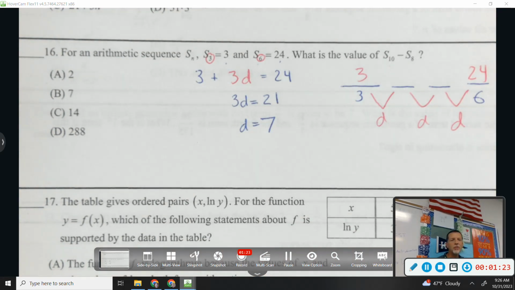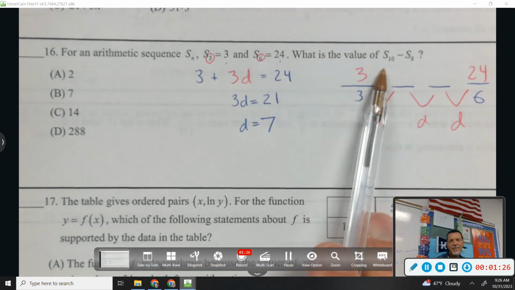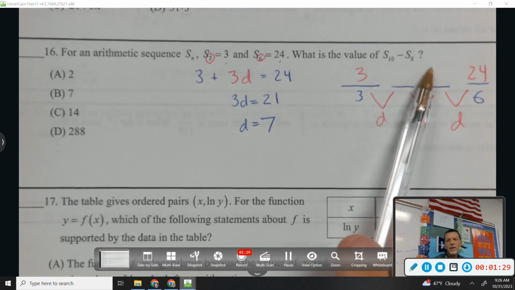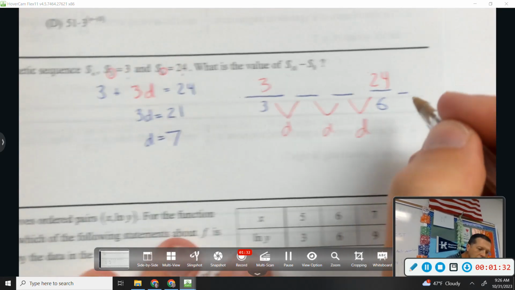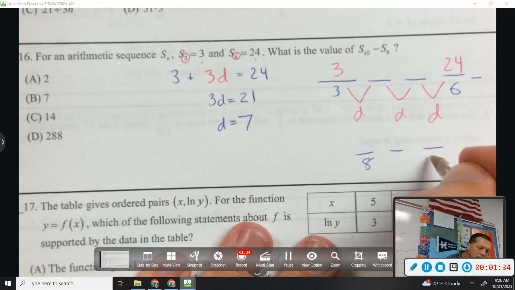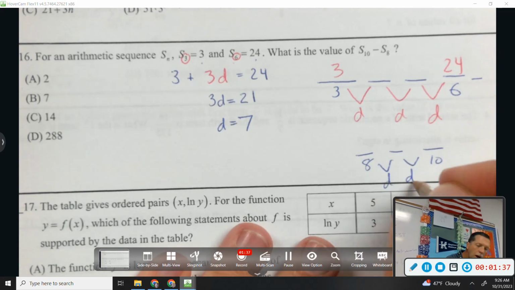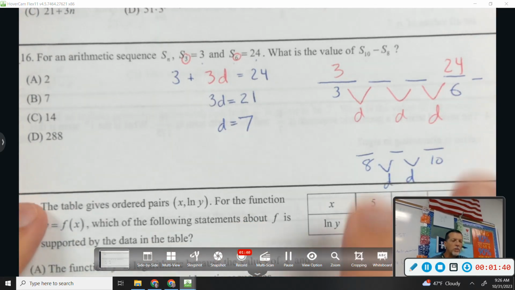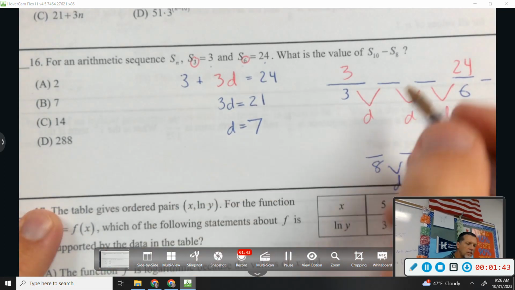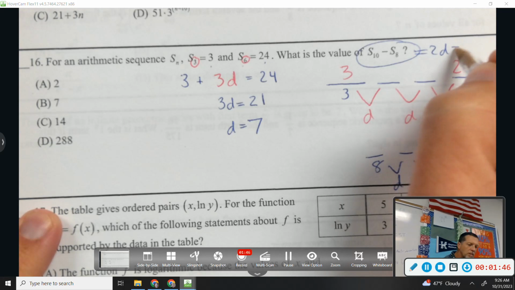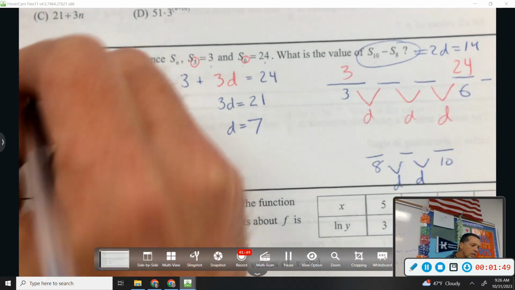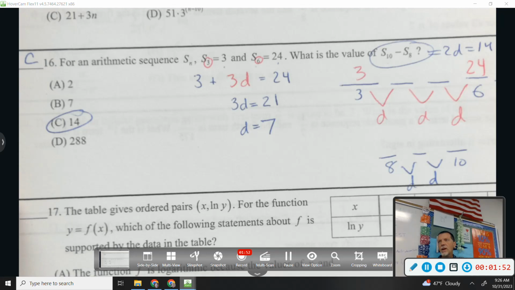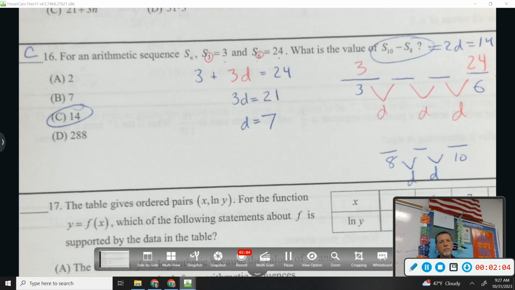Oh, you know what? There's a trick to this problem. I thought I was going to have to find S10 and S8, but if I think about the difference between the 8th term and the 10th term, that's 2 common differences. I don't know what the terms are, but between 10 and 8 is 2 differences, so that's 14. I can save myself a little time there. Rather than finding the 10th term and the 8th term, I know there are 2 steps between them. If each step is 7, then there's 14 between them.